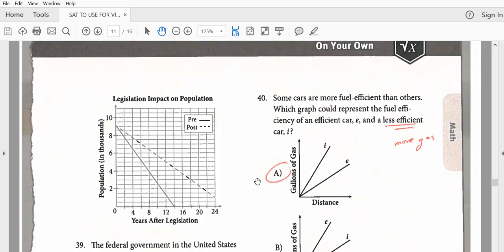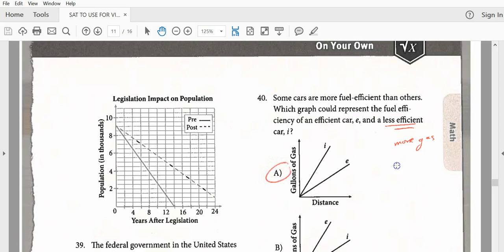Question 40. Alright, so dealing with fuel efficiency here. We have, which graph could represent the fuel efficiency of an efficient car E and a less efficient car I. So less efficient, in our vocab here, as many of you know who drive cars, when gas is expensive, it really is not the funnest thing to have a larger, more fuel-consuming vehicle. Luckily for me, I have a tiny car, so I always have fuel efficiency on my side.